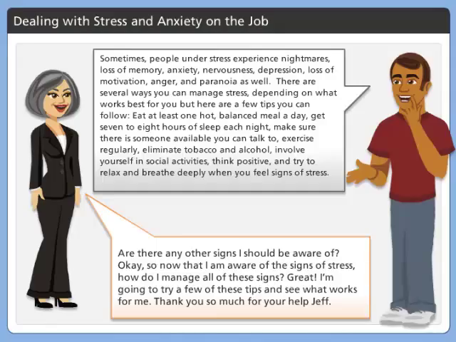There are several ways you can manage stress depending on what works best for you, but here are a few tips you can follow. Eat at least one hot, balanced meal a day. Get 7 to 8 hours of sleep each night. Make sure there is someone available you can talk to. Exercise regularly. Eliminate tobacco and alcohol. Involve yourself in social activities. Think positive and try to relax and breathe deeply when you feel signs of stress.